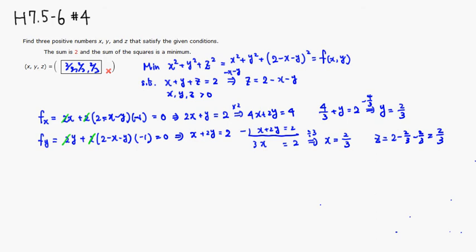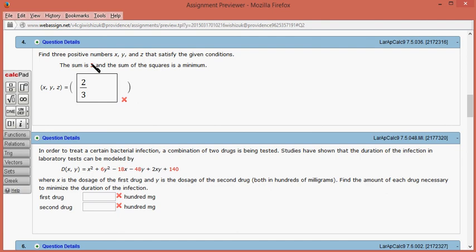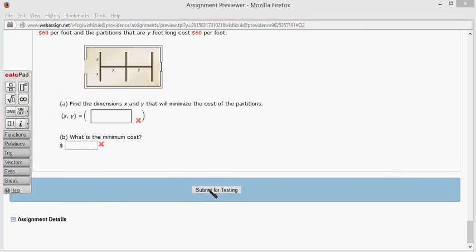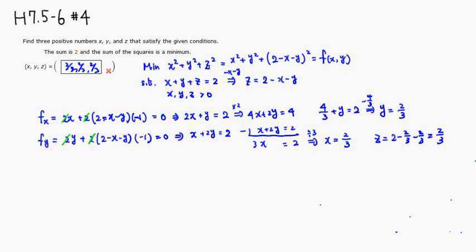So let's type it in: 2/3, 2/3, 2/3. Let's submit for testing. It came back and looks like we got this one correctly.